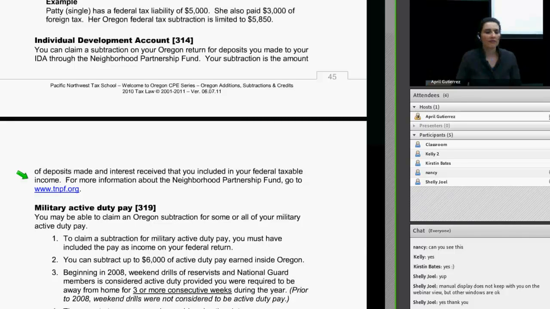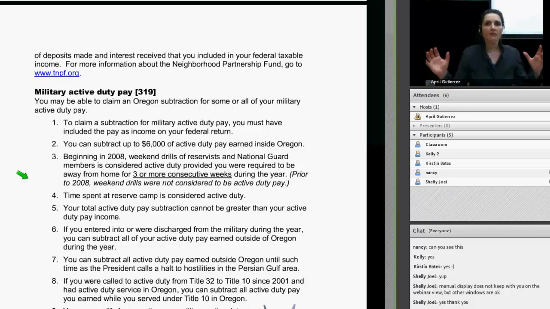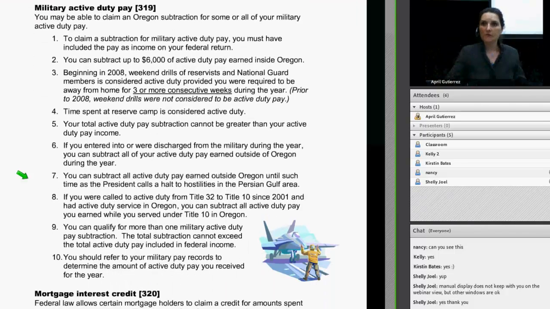So you have the individual development account that is set up for you. Money is put into it. That money grows, and you are allowed to take that money out and use it for specified purposes. If the interest income generated by that account is taxable on the federal return and you use the money for a qualifying purpose, then you're going to be able to claim that subtraction on Oregon.